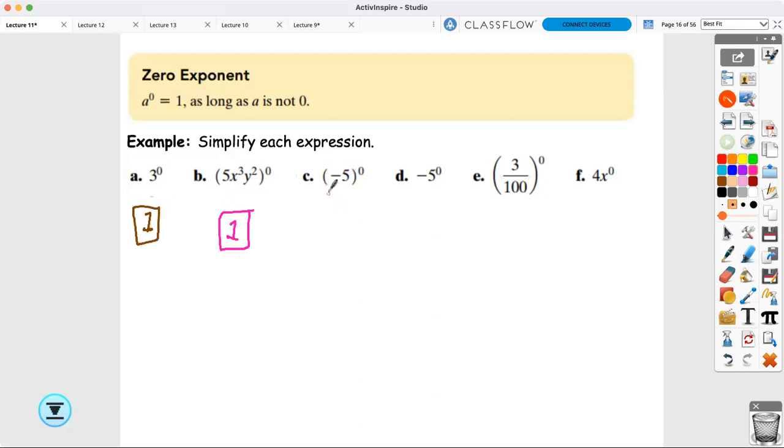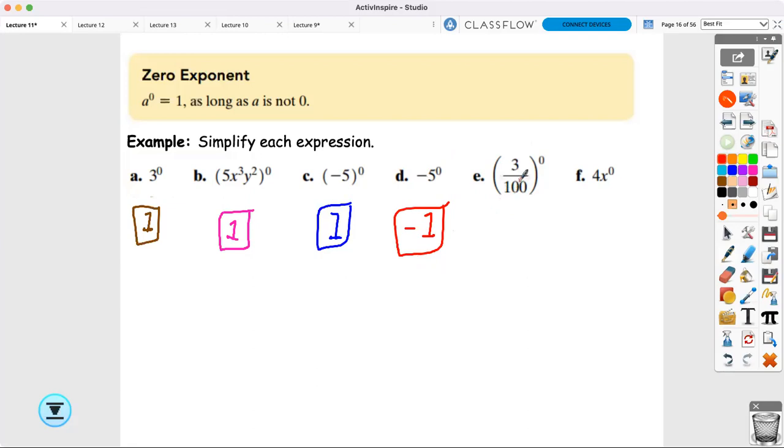-5 in parentheses to the 0 power is also 1, because the -5 is in parentheses. Let's look at D. -5 to the 0: only the 5 is to the 0 power. Only this is 0. So that means we're doing negative to the 1 power, which is just -1. Because 5 to the 0 is 1, but it's still negative, so it's -1.